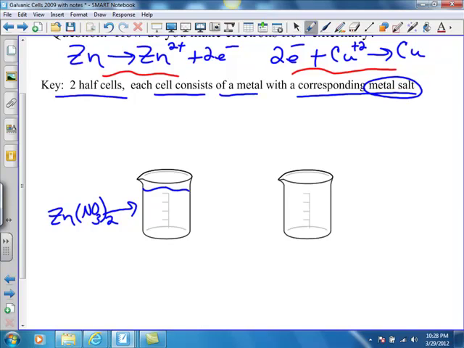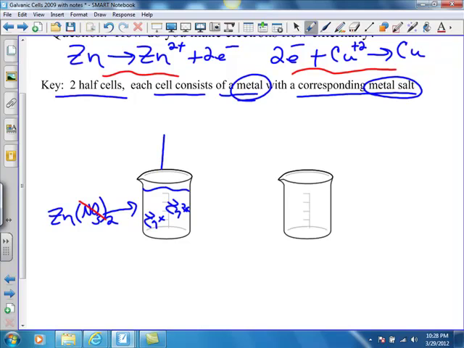So when I put zinc nitrate into the solution, I'm going to get a whole bunch of zinc ions in that solution. And what's nitrate going to be? In the end, it's a spectator. Now, the other part of that cell is we're going to put a metal in there, but we're going to put the same metal as the salt.